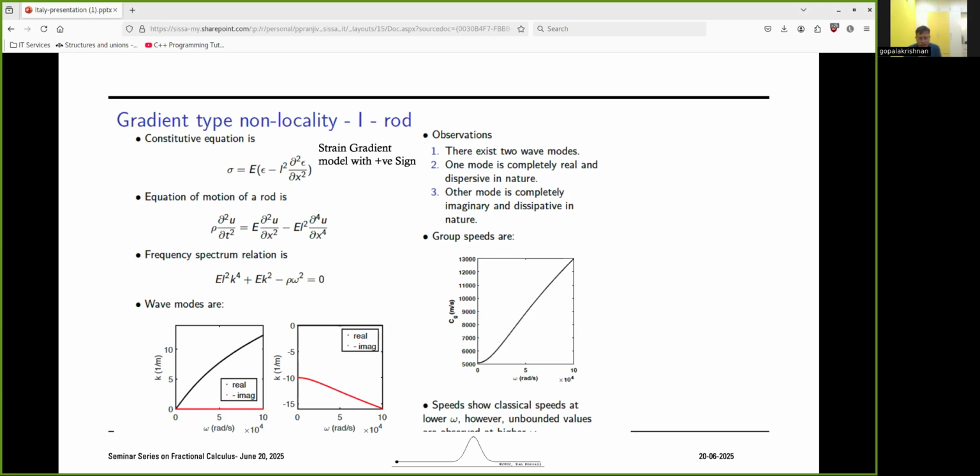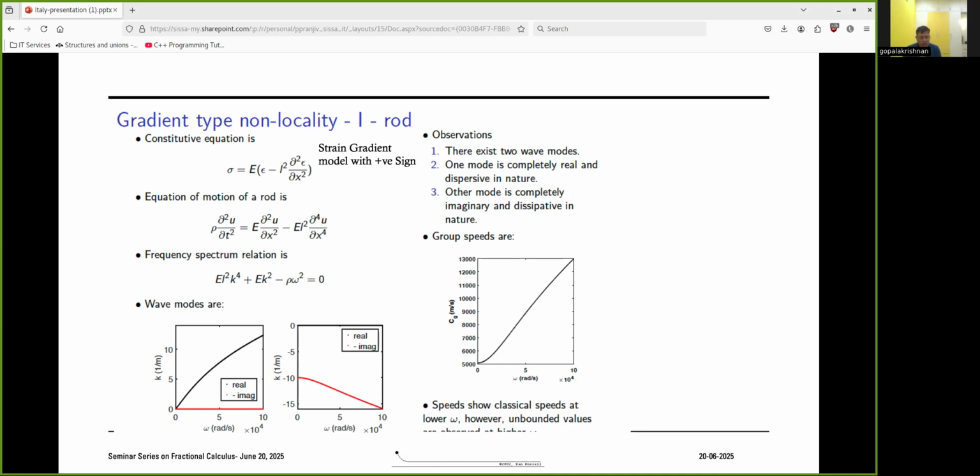In the strain gradient model, the first equation is the constitutive model, where sigma, that is stress, is equal to strain minus L square, where L is the scale parameter, times the second order derivative of strain, and there is a minus sign between epsilon and the second term. This sign is always called the paradox in non-local theory. People say this is still an open area. When you do a Taylor series expansion of the stress, you will get a positive sign, but here I have taken the negative sign. In the next slide, I'll show how positive and negative completely change the wave behavior.